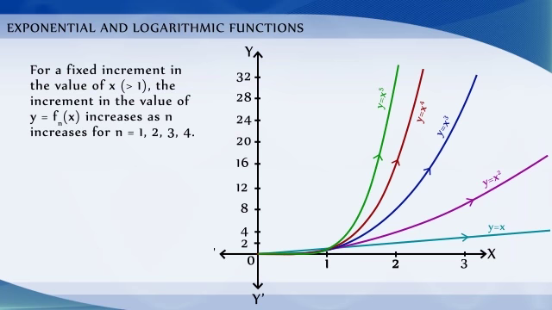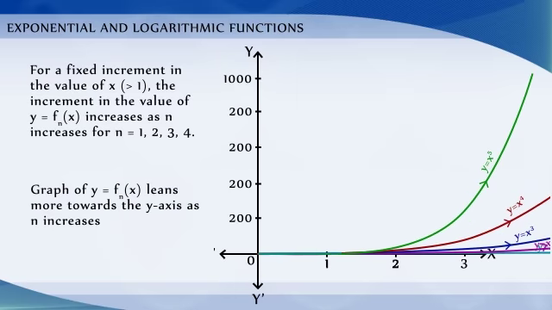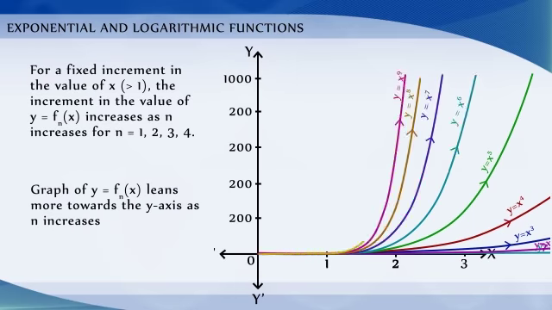That is, for a fixed increment in the value of x, where x is always greater than 1, the increment in the value of y = fn(x) increases as n increases, for n = 1, 2, 3, 4. That is, the graph of y = fn(x) leans more towards the y-axis as n increases.